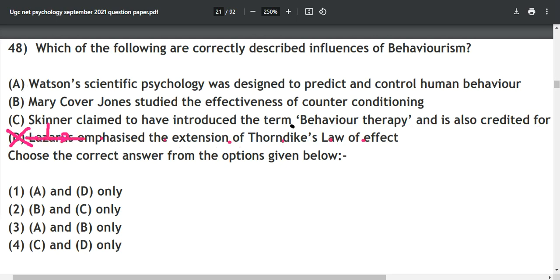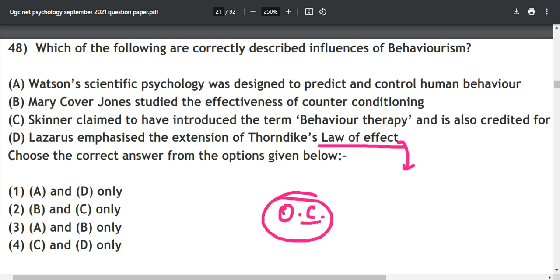Thorndike's law of effect tells you that whatever positive consequences you have, you will most likely repeat that behavior. The same thing was presented by operant conditioning by B.F. Skinner. So D statement is wrong. As soon as you get D wrong, you are left with only the second option and the third option.